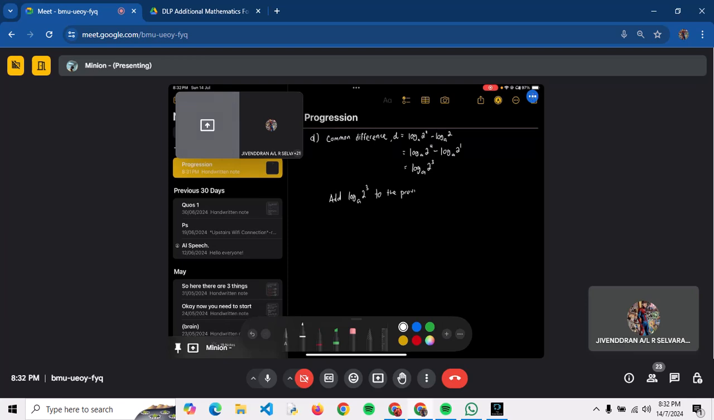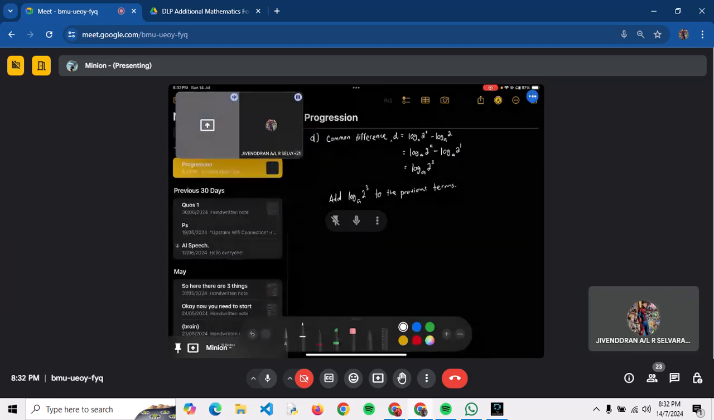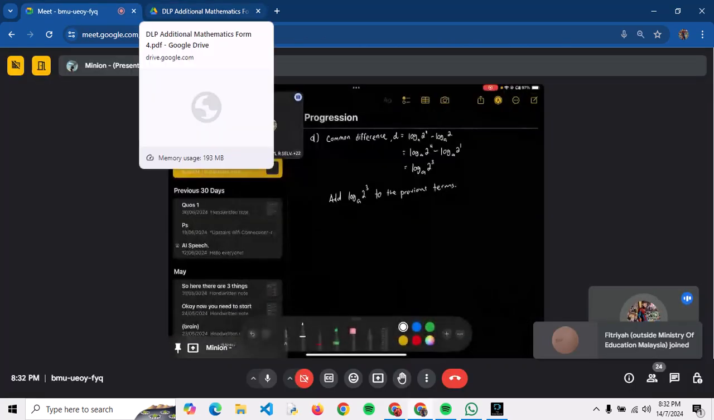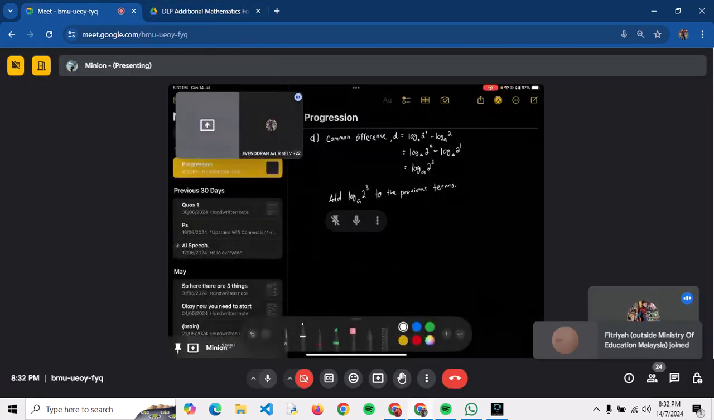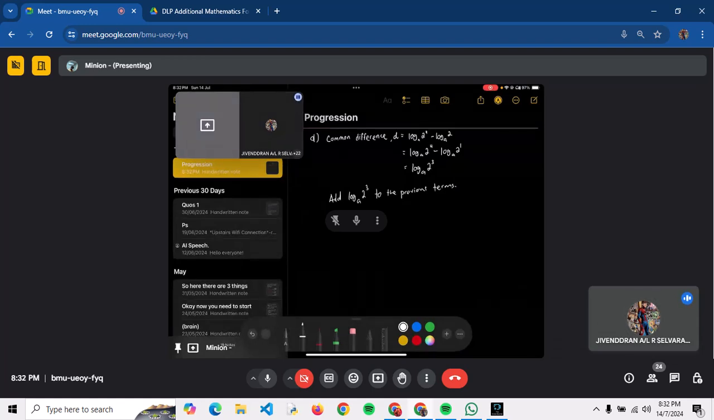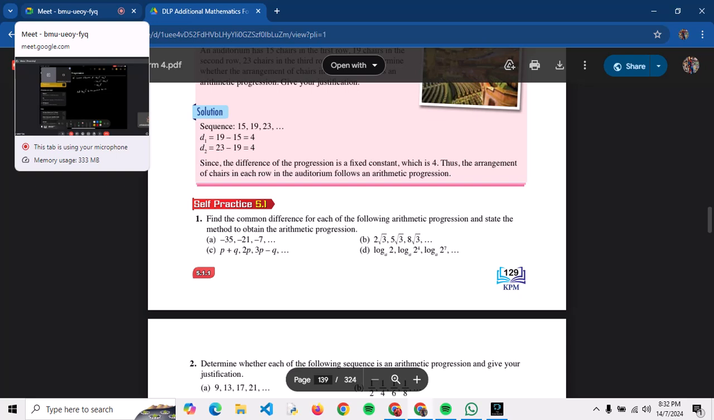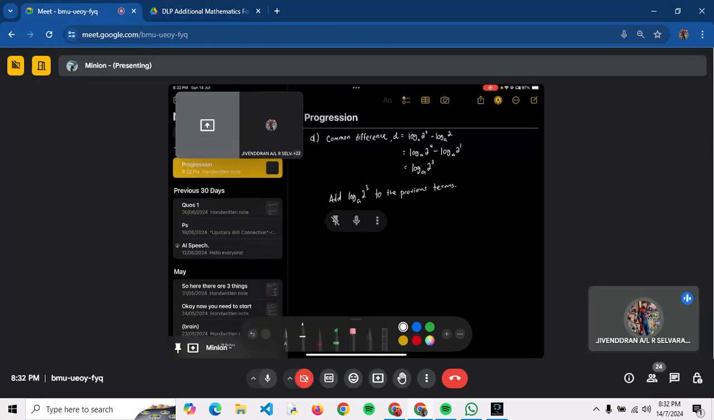So check lah. Can you guys understand how you get log A to the power of 3? See, 2 power 7 and 2 power 4, since it's the same base, you can just minus off the power. So 2 power 7 minus 2 power 4, you will get 2 power 3. And same goes to the second one, 2 power 4 and 2 power 1. Since they are the same base, minus 4 minus 1, you will get 2 power 3.